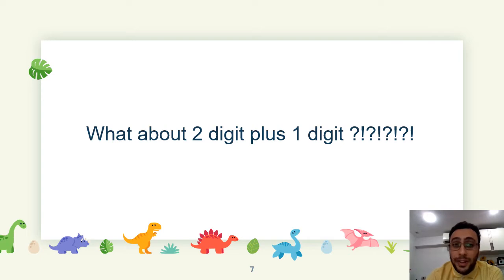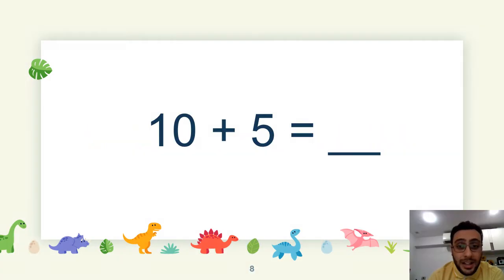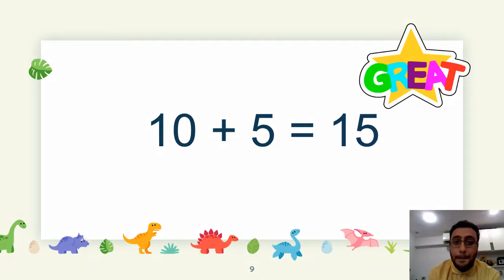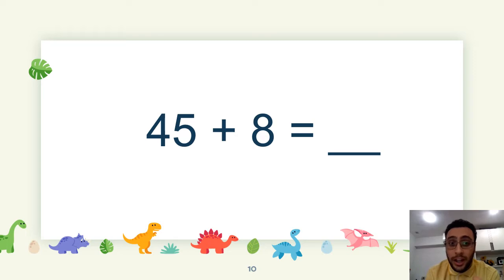Let's see more. Now, do you remember we learned about two digits plus one digit? Like this one, 10 plus 5. This one is easy. You can do it in your head. You have 10 and you have 1, 2, 3, 4, 5. So you have 15 now.